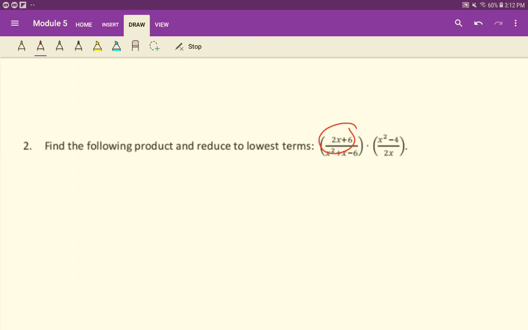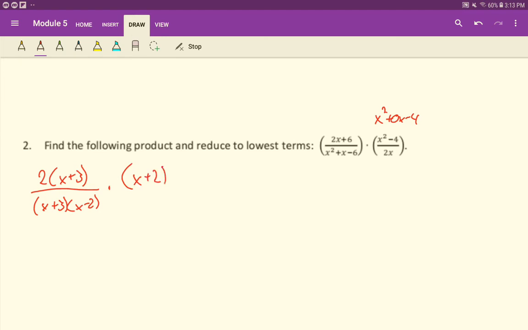In this numerator, I see that 2x plus 6 can be written as 2 parentheses x plus 3. Right, so factor out the GCF of 2. This denominator can also factor, right? It's got a lead coefficient of 1, so we can look for two numbers that multiply to make negative 6 and add to make 1. So that would be x plus 3 and x minus 2. And then we can factor this as well, right? X squared minus 4, remember that's the same thing as saying x squared plus 0x minus 4. Again, the lead coefficient's 1, and we're looking for two numbers that multiply to make negative 4, but add to make 0. What would those numbers be? Positive 2 and negative 2. Okay? And then over 2x like that.